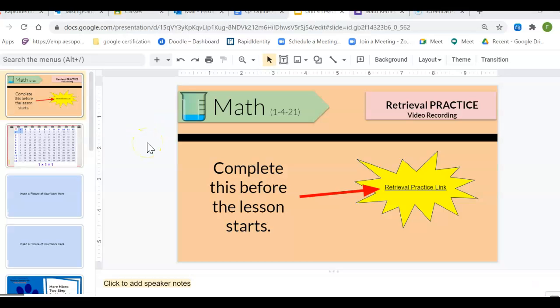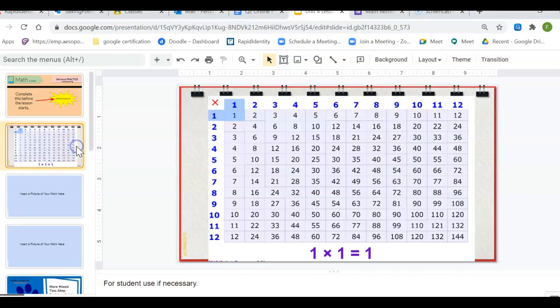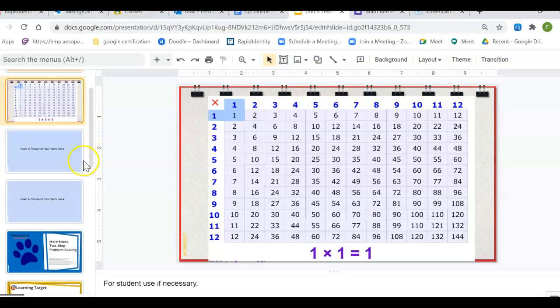Okay, so back to the lesson for today. Once you finish the retrieval practice, you're going to come back to the slideshow. On our next slide, I've just included the multiplication table here as a reference for you to be able to use if you need it throughout today's lesson.